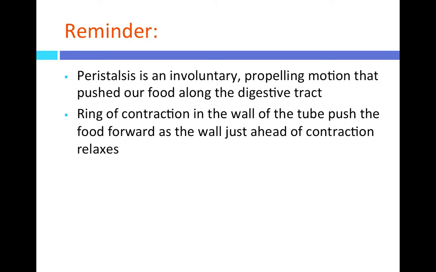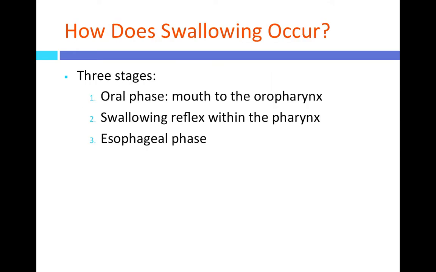The way that works is that contraction in the muscle occurs right before or right behind the food in order to push that food forward, and the wall ahead of wherever the food is relaxes so that the food can move forward. So swallowing is going to occur in 3 stages. The first stage is often called the oral phase, and this is from the mouth into the pharynx. The second phase or stage is the swallowing reflex, and it occurs within the pharynx. And then the third phase is the esophageal phase, which obviously occurs in the esophagus.